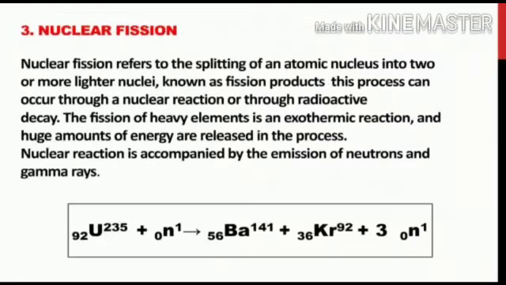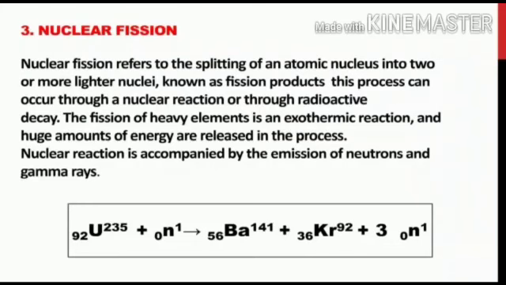Nuclear fission reaction. Nuclear fission reaction refers to the splitting of an atomic nucleus into two or more lighter nuclei known as fission products. This process can occur through a nuclear reaction or through radioactive decay. This fission of heavy elements is an exothermic reaction because a huge amount of energy is released during the process.